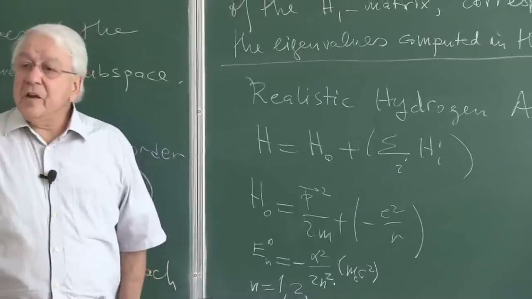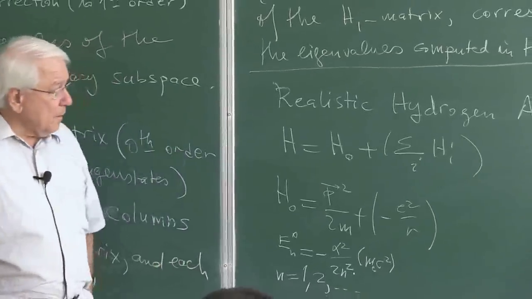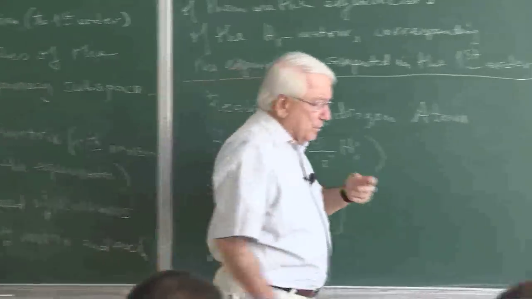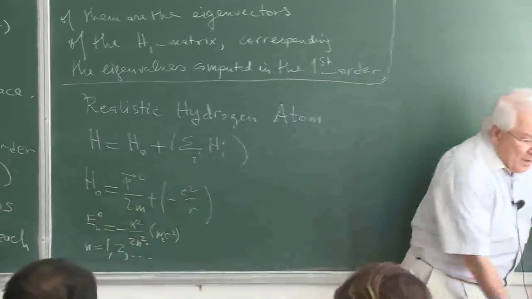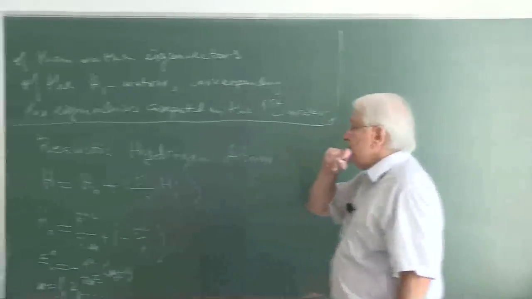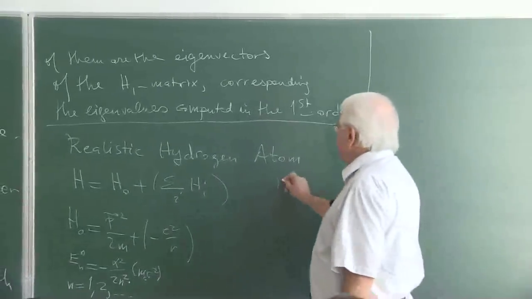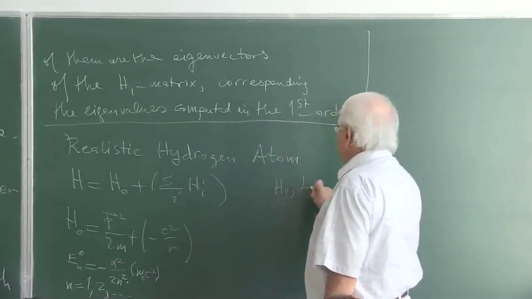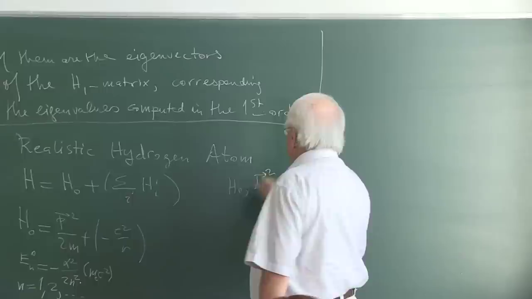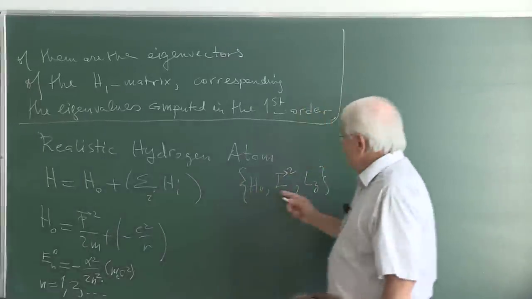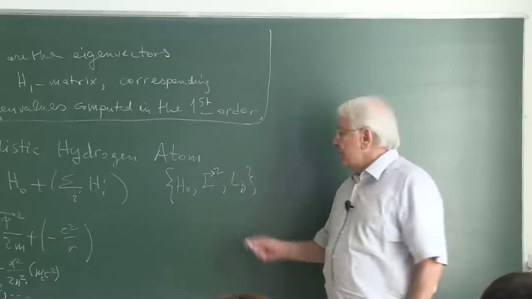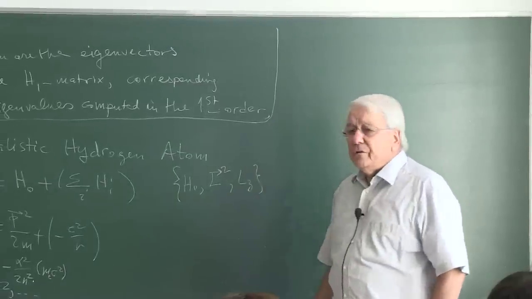And strangely enough, as I said, this problem is rather amusing. It's so nice to go through it every now and then. Strangely enough, you start solving this problem by identifying a set of compatible operators, which are the H0 itself, the L squared, the angular momentum operator squared, and Lz, the third component of the angular momentum.